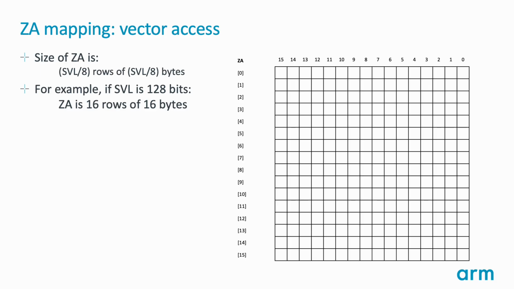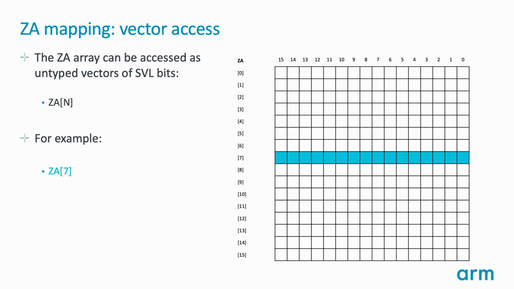SVL by 8 rows of SVL by 8 bytes. That is the size; SVL B into SVL B would be the size of the ZA array. So for a 128-bit implementation, we have 16 rows of 16 bytes in each row, and ZA0 will give us access to this particular ZA vector array. ZA5 will give us access to this particular ZA vector array. ZA7 will give us access to the 8th row in the ZA array storage.